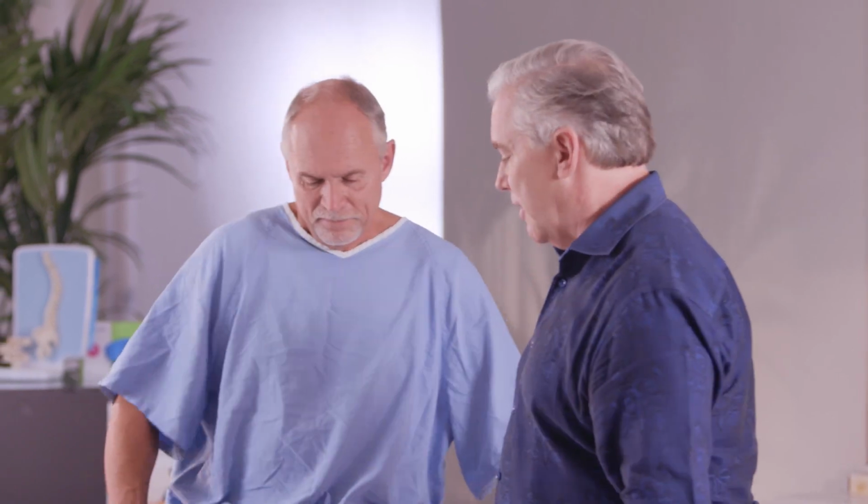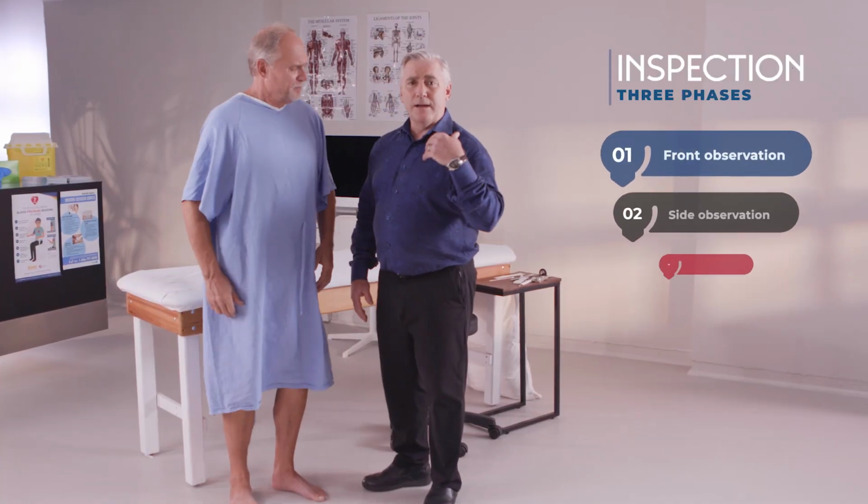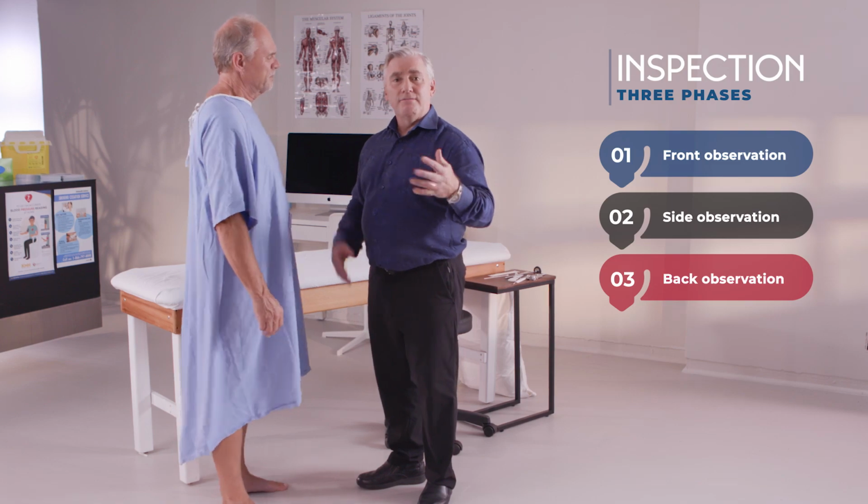So first, I'm going to do the inspection component, and there are 3 parts to that. So Bob, if you can please stand in front of me. We look at the anterior or front, from the side and then from the back. And we're looking at his spinal alignment to get a good sense of where his pain is coming from and which pattern of back pain he is experiencing.